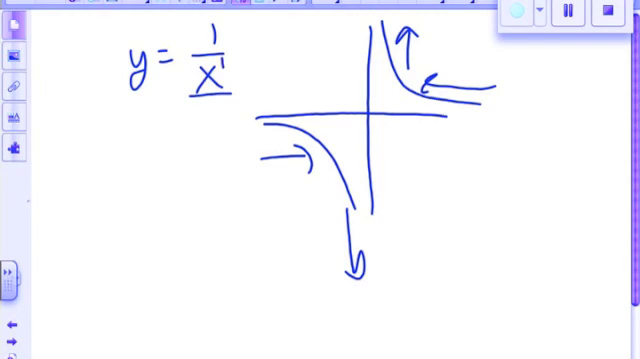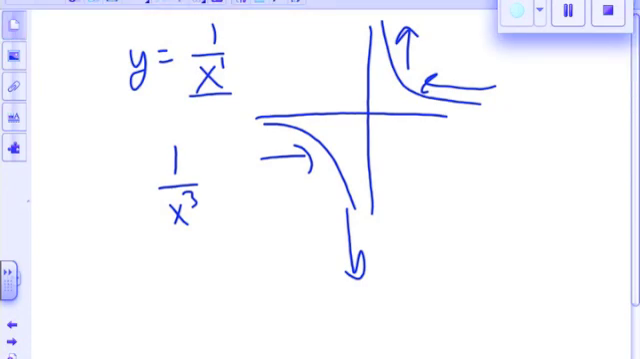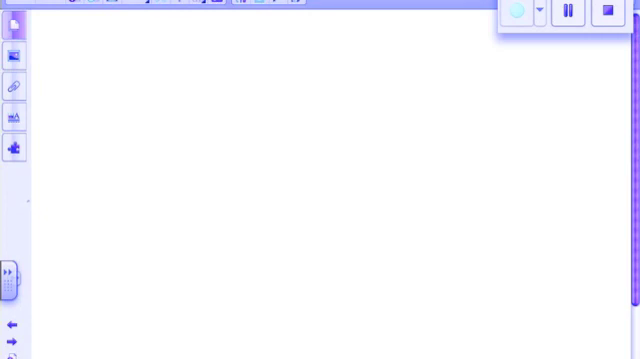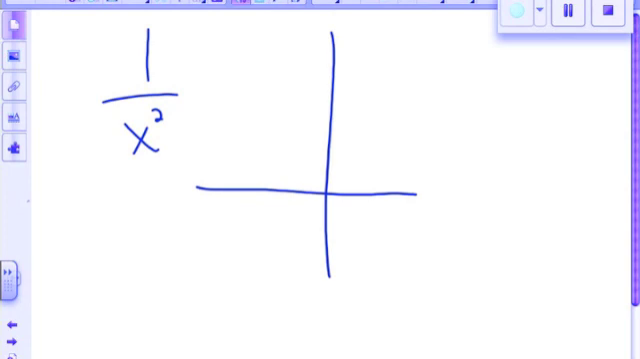And that's true anytime this is an odd power. Even if we had 1 over x cubed, there'd be some things going on, but we'd still get the same kind of action going. When we have the reciprocal function squared, when y equals 1 over x squared, all those values are squared, and we get this kind of action going on.